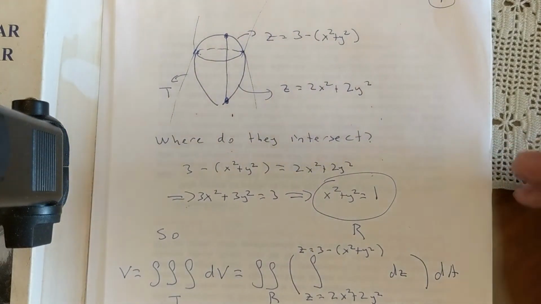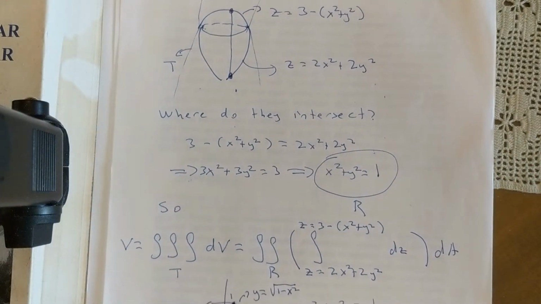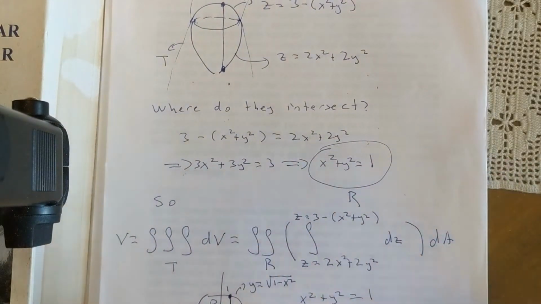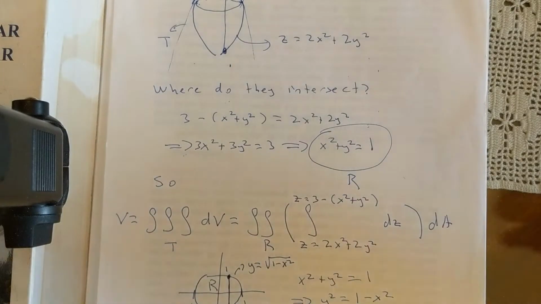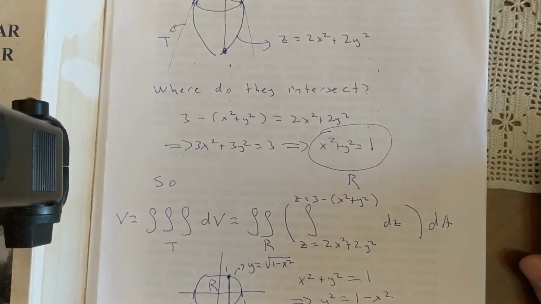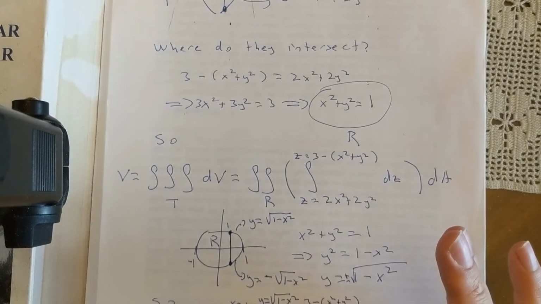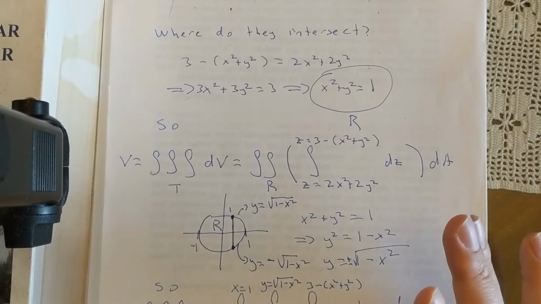So let's calculate where they intersect. We set them equal to each other: 3 minus x squared minus y squared equals 2x squared plus 2y squared. And the math is simple. If you just do one step, you get that the equation of the circle is x squared plus y squared equals 1. In other words, it's the unit circle. So now, let's set up the triple integral.